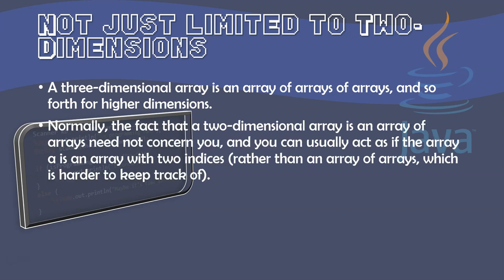Now, normally the fact that a two-dimensional array is an array of arrays need not concern you. We don't really have to worry about this idea. In fact, you could usually act as if the array is just an array with 2 indices rather than an array of arrays, which is a little bit harder to think of and keep track of. It's just easier to think that we have 2 sets of indices to worry about.